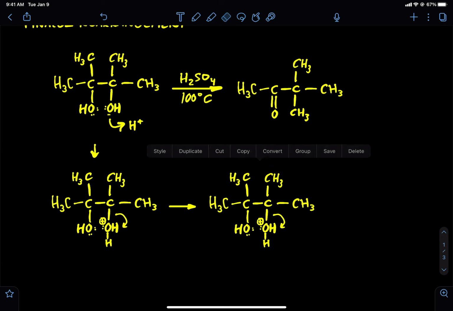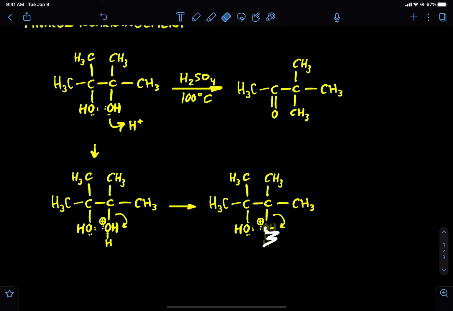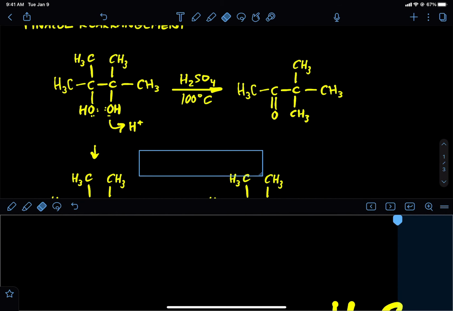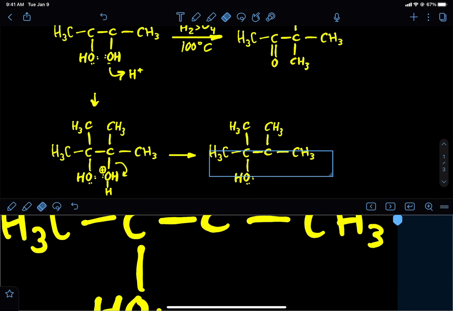And our new structure now, we have a carbocation. Now, this is important because you have to think about this from the perspective of the product. Why does water want to leave? Well, it's a good leaving group, fine. We've got lots of heat to drive it off, fine.